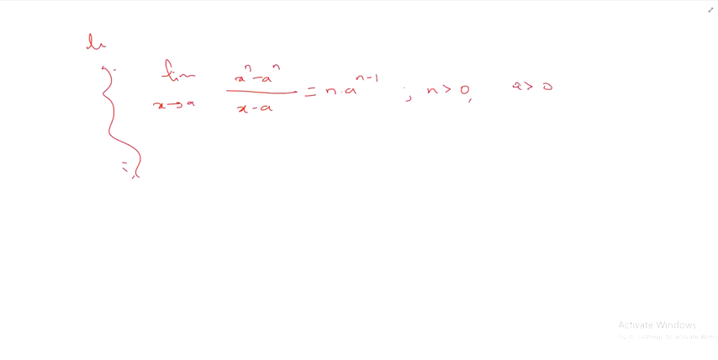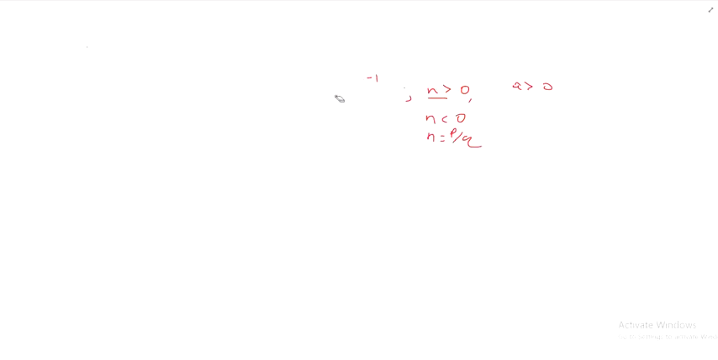Now we have extended this result for positive values of n, negative values of n, and rational values of n. But there are some functions in which this result is not useful. So which type of functions are those, and which results are useful in that case? Let us see here.